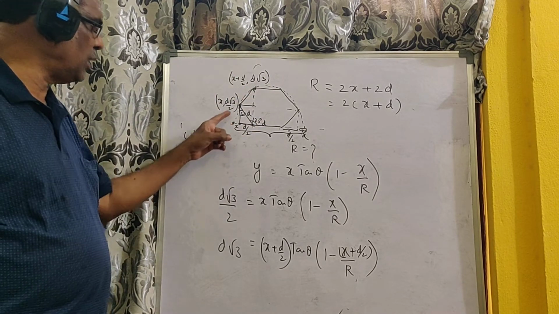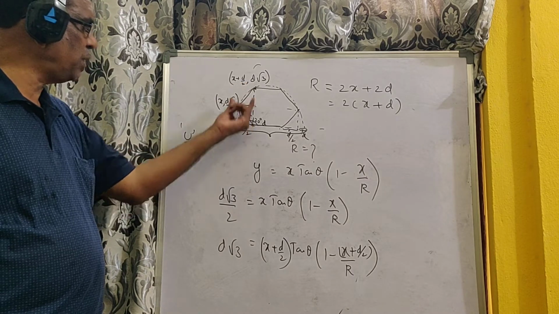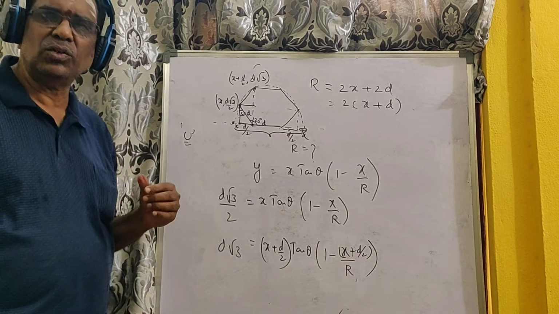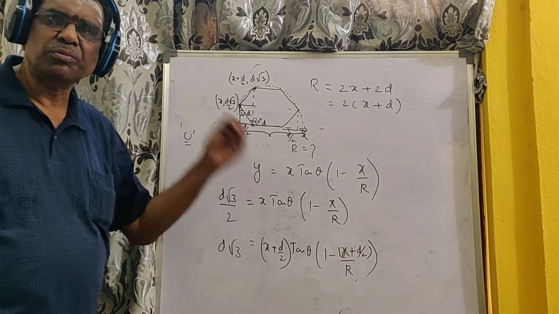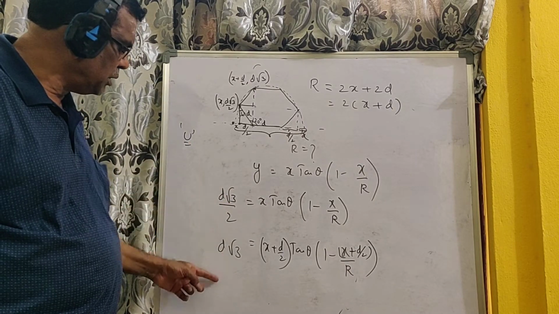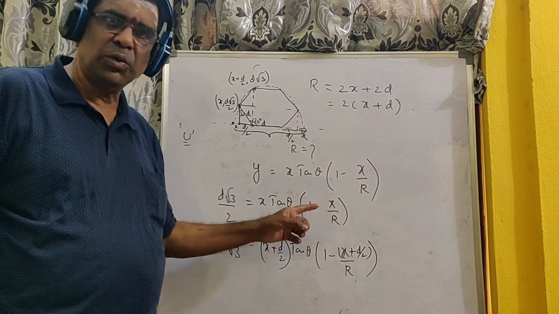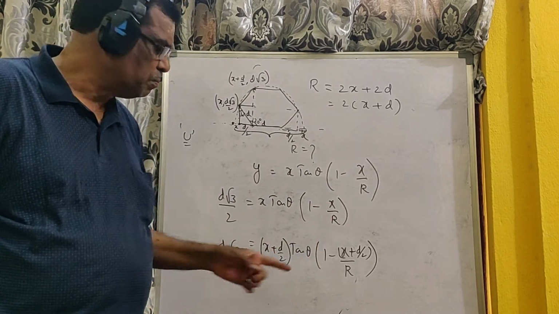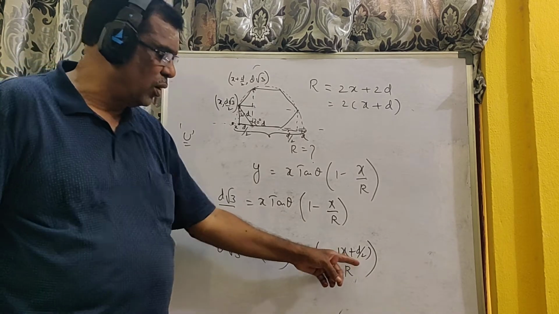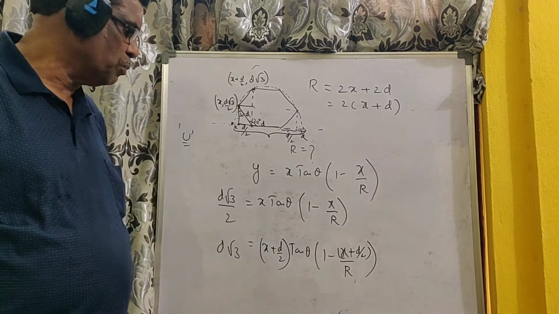So I've got x comma d root 3 by 2, and this is x plus d by 2, and then this is d root 3 by 2. This is another d root 3 by 2. Total is d root 3. Alright? Now, I simply substitute these equations. Remember, we wrote here 1 minus x by r. Now, x here is x plus d by 2. Therefore, here also it should be x plus d by 2 by r.